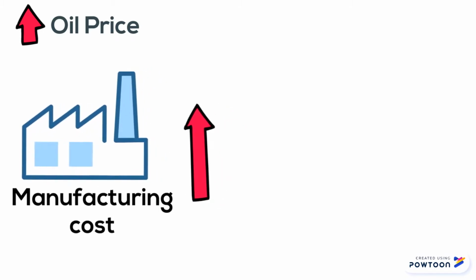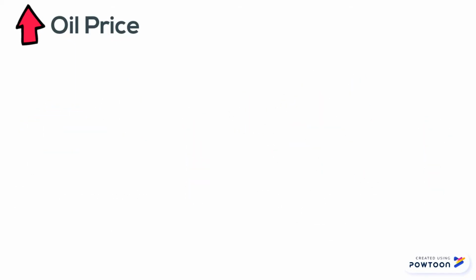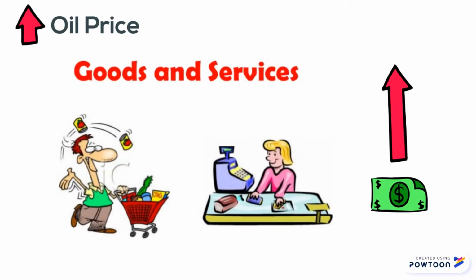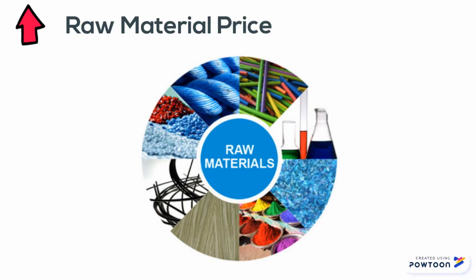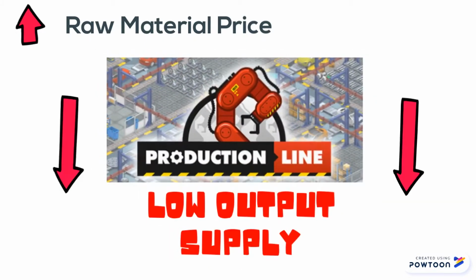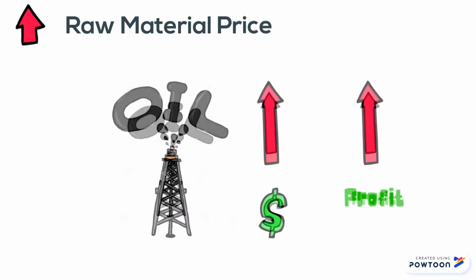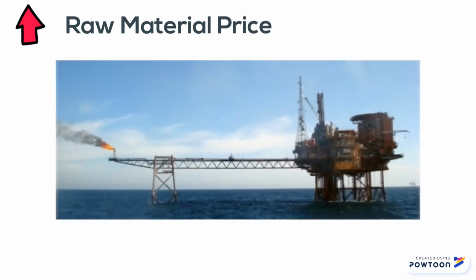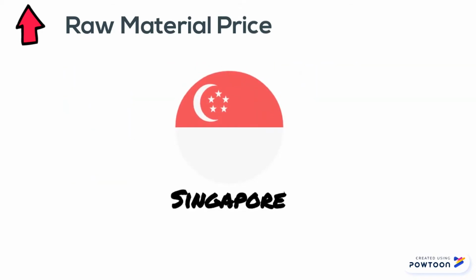And higher oil price will tend to make the production more expensive for the business. So they will slightly increase the price of the goods. The increase in raw material cost will lead to a decrease in output supply, because when some materials get tight, the raw material costs will increase. Therefore, an oil price increase will help to generate our country's profit, as Malaysia is an oil exporter country. But on the other hand, an oil price increase will also affect Singapore.